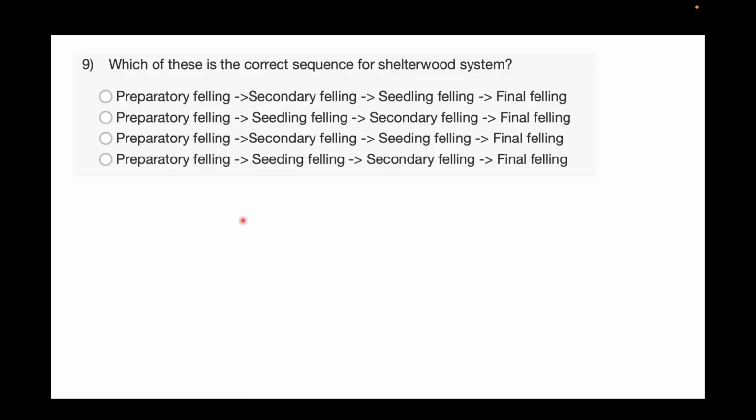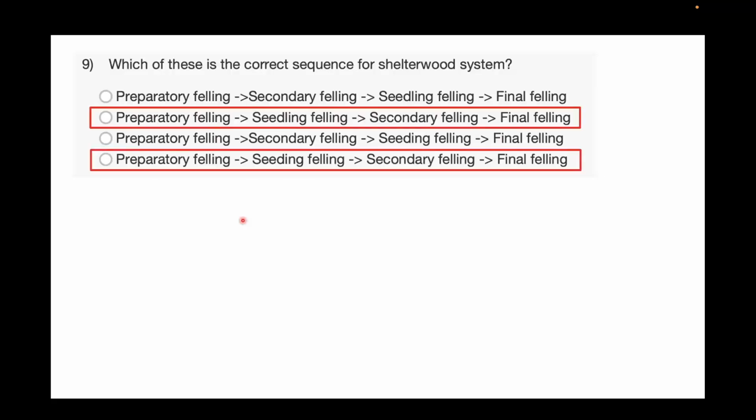Coming back to this easy question, which of these is the correct sequence for the shelterwood system? The correct answer is option B and option D. Preparatory felling, then comes the seedling felling, then comes the secondary felling, and finally the final felling.